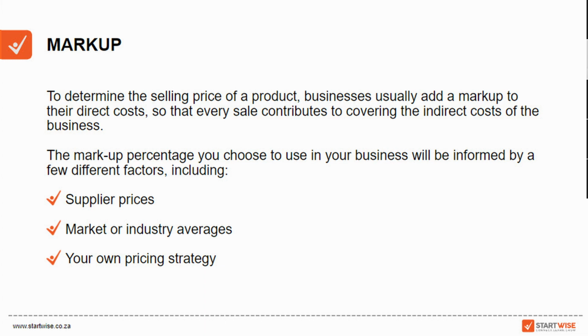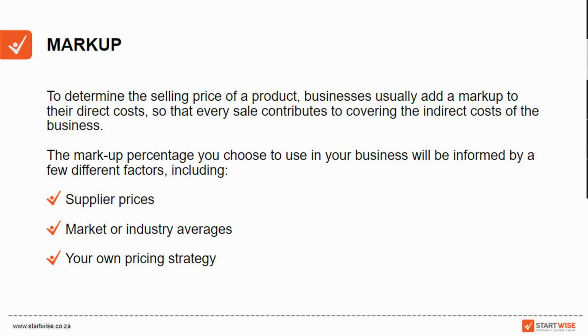Okay, the next part that we'll be tackling is markup. In order to determine the selling price of a product, businesses usually add a markup to their direct costs so that every sale contributes to covering the indirect cost of the business. So remember, when calculating your direct cost, it's your labor or the material that's involved in making the product, but it doesn't cover your cell phone, your rent, and all of that. So that is why you add a markup to cover your indirect costs, but also bearing in mind that your markup needs to enable you to make a profit.